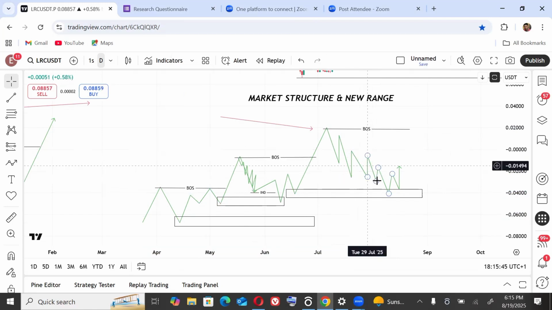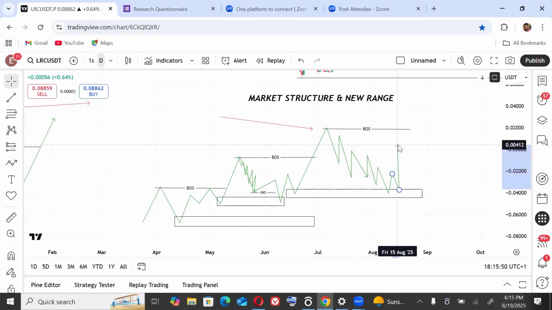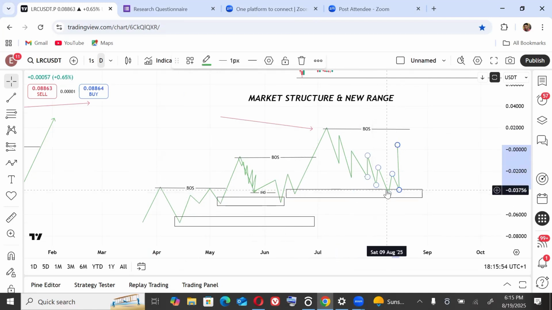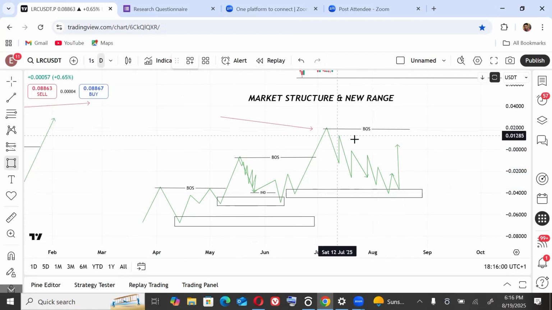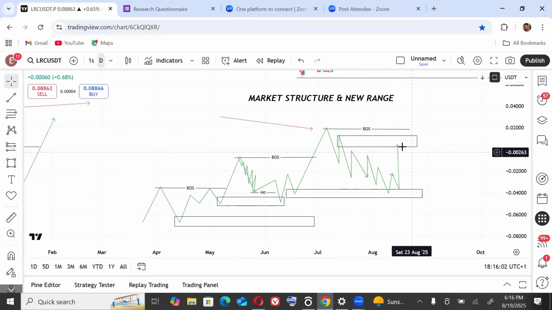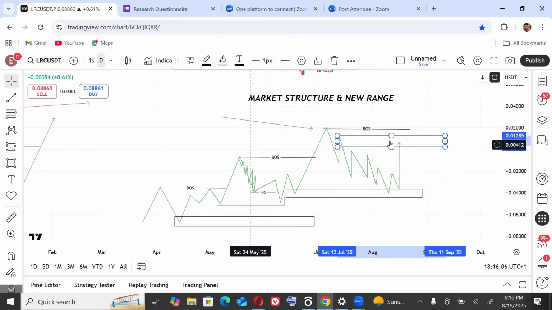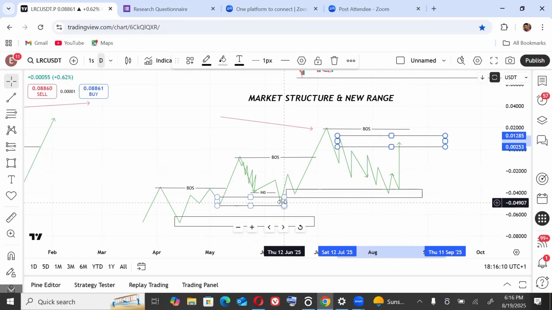Unmitigated supply. Even if price comes back to make a change of character here, the fact that we have an unmitigated supply here, there's every tendency, not all the time, but most of the time, that price will come here, collect these orders, and then come back again.